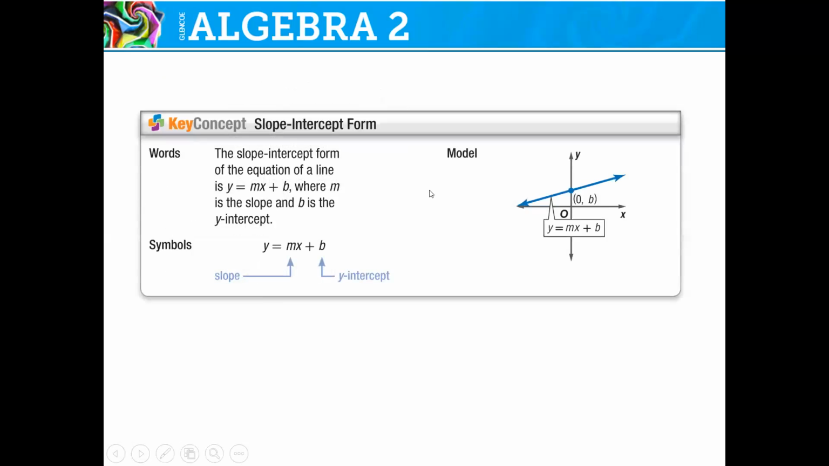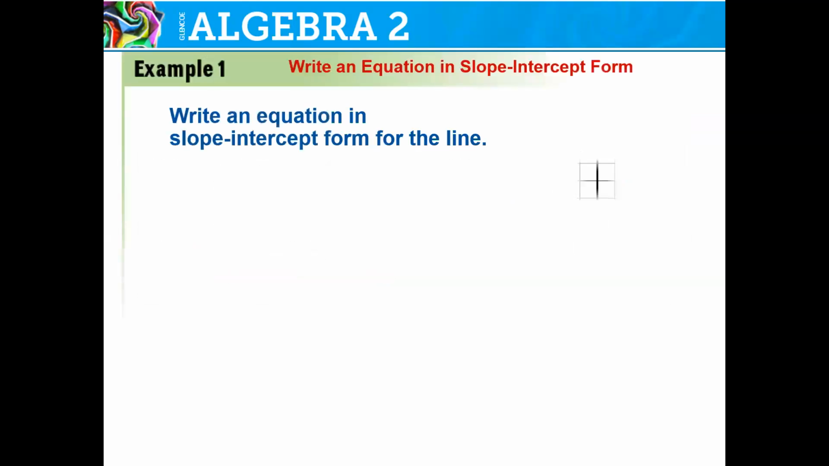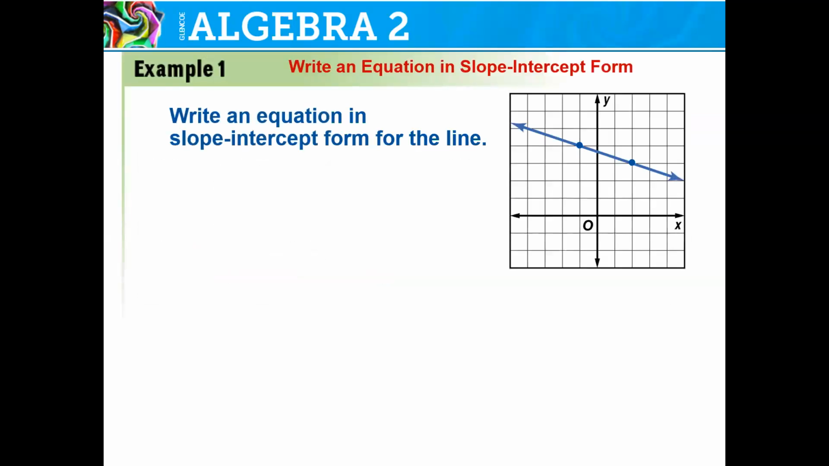Okay, they're explaining slope intercept again. Like I said, B is always your y-intercept. That's because when we plug in 0, this m times 0 is going to equal 0, and we're just going to be left with B. Slope intercept form. Write an equation in slope intercept form for the line.